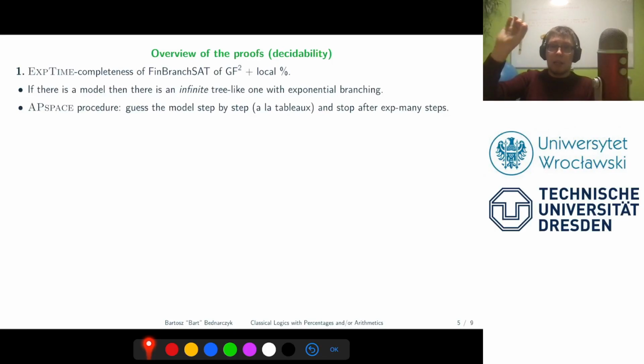So I guess the element, which is the root element, then I guess the successors, and then I alternatingly choose one of the successors and go down and go down and go down, like a tableau algorithm, and I can stop after exponentially many steps because I will see a repetition of some type. So that's the rough idea of how ExpTime membership goes.